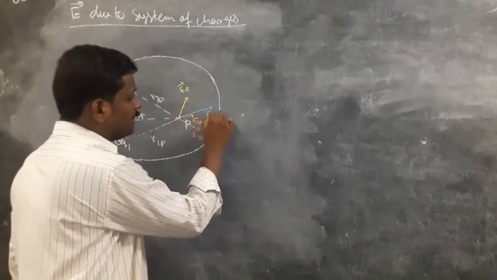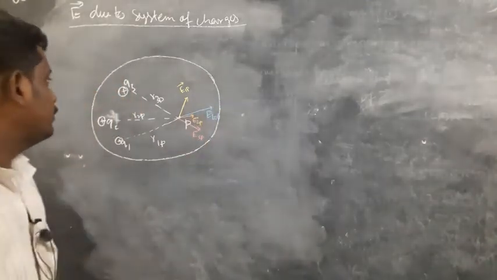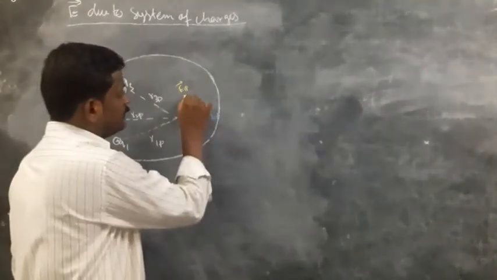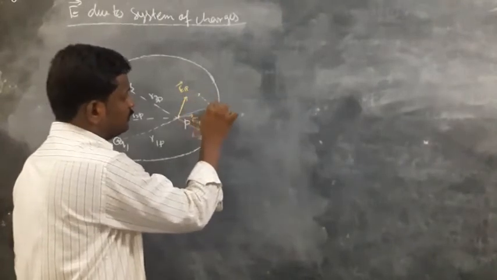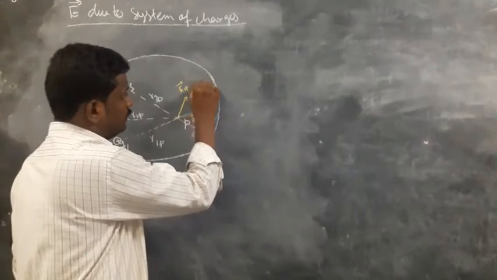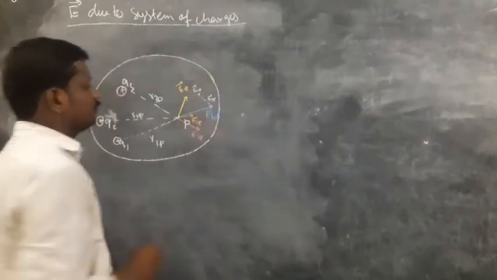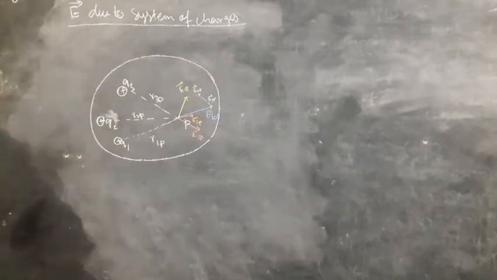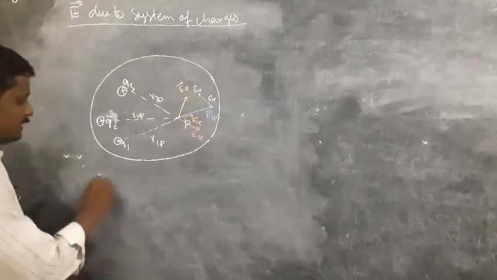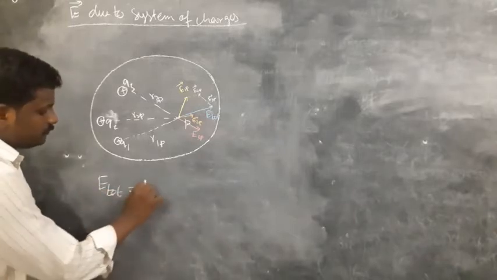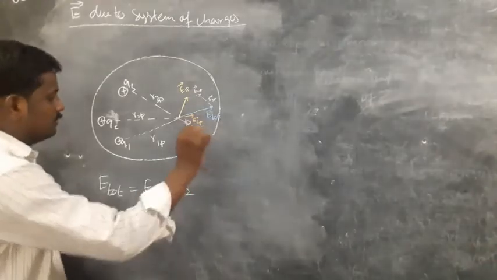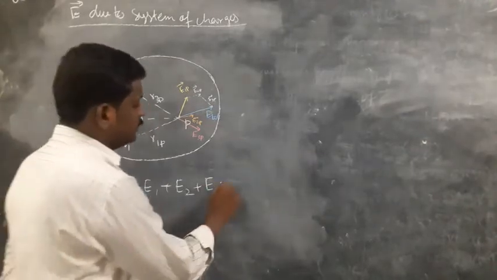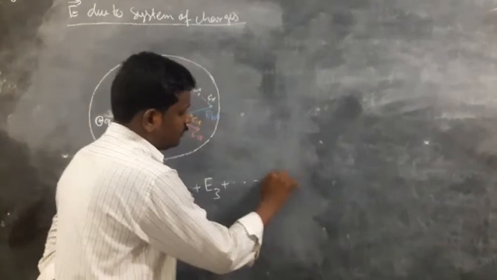So the total electric field, that is the resultant electric field due to the charges Q1, Q2 and Q3, is E1P plus E2P plus E3P. So the electric field due to the charges Q1, Q2, Q3 at point P is equal to the vector sum of the electric fields due to charges Q1, Q2, Q3 up to n number of charges.